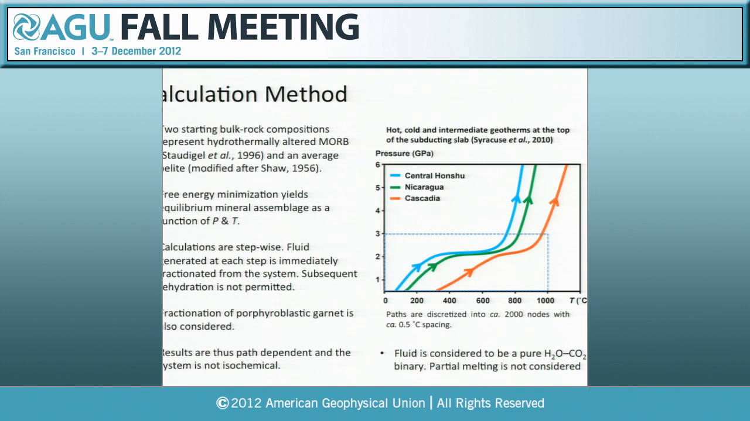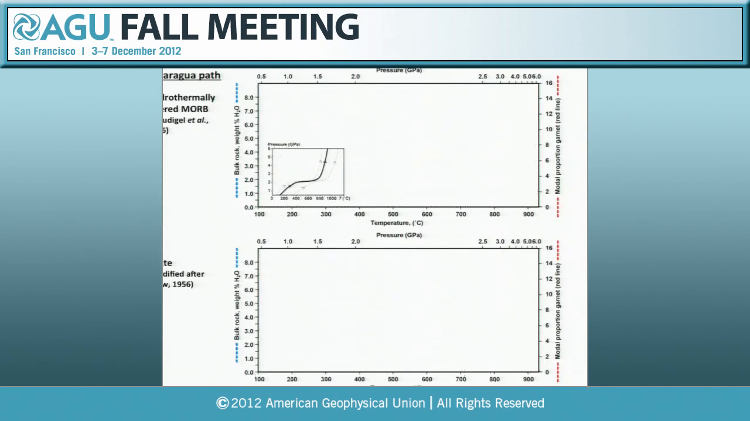And what we do is we discretize these paths into a series of nodes, and we perform the Gibbs free energy minimizations there. Important point here is that I'm considering fluid to be a pure water-CO2 binary, and I'm aware that there are implications of this because we don't allow the water to take with it any dissolved load as it leaves. Here are some results, or rather here will be some results in a moment.